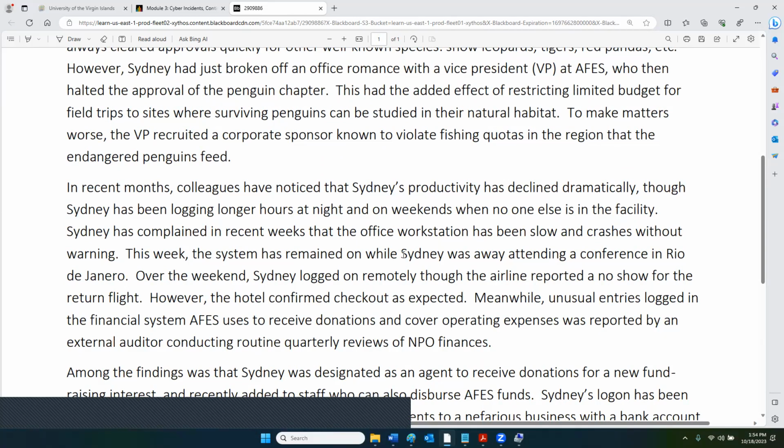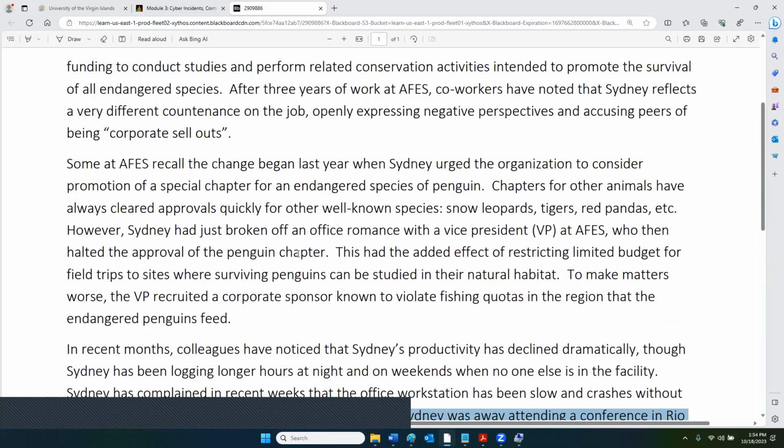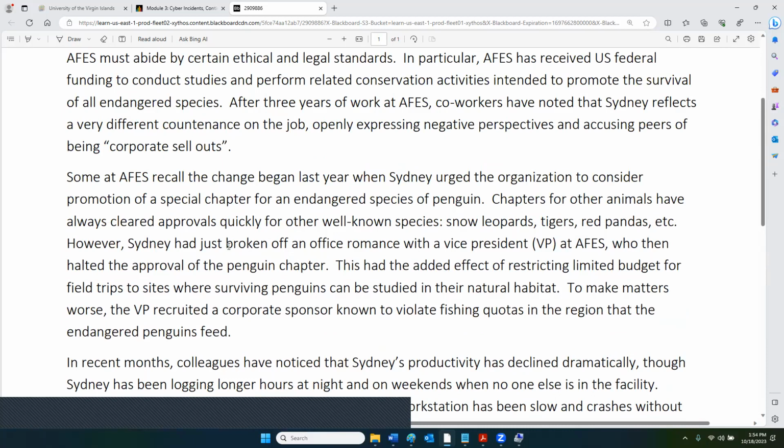So Sydney goes away on a conference in Rio de Janeiro. And Sydney was embroiled in an office romance with a vice president, right? And Sydney has a thing for penguins. Sydney wants to save the endangered penguins, right?